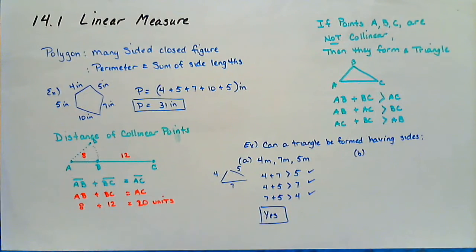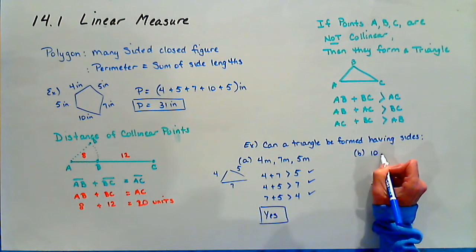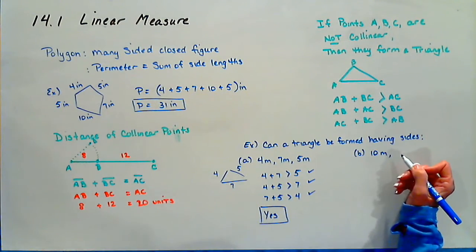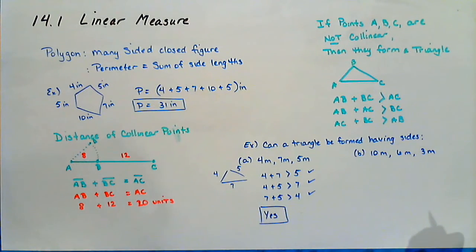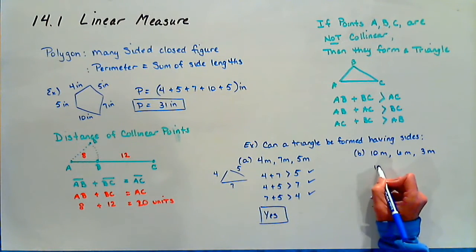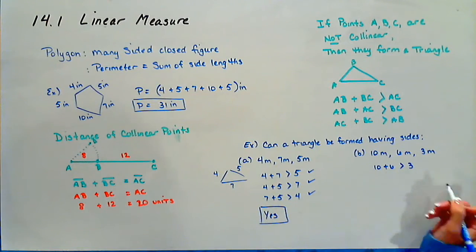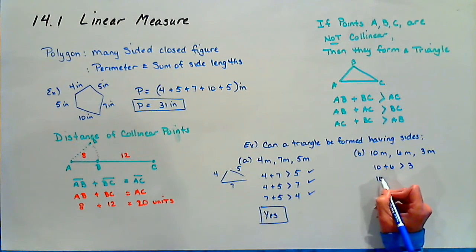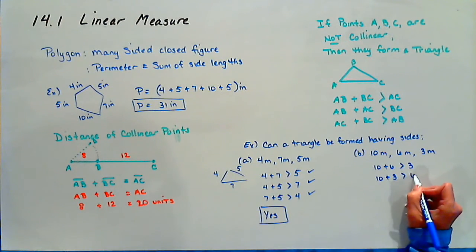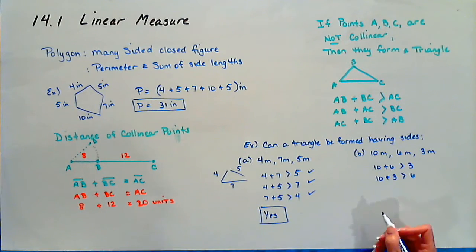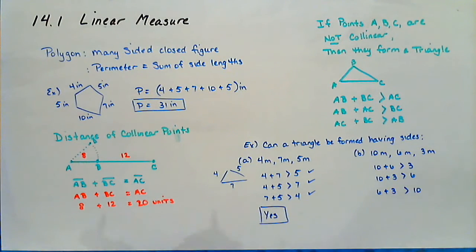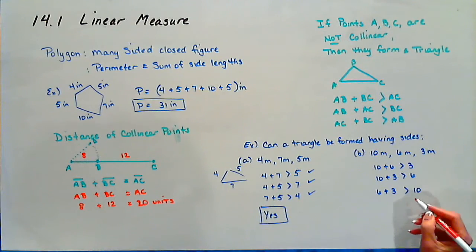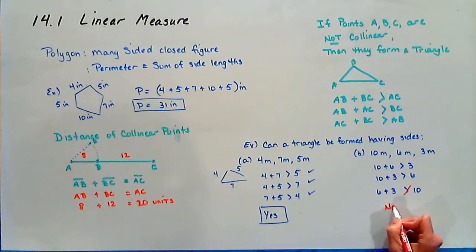Let's say I give you, I don't know, how about 10 meters, 6 meters, and 3 meters. We have to find all three scenarios. So if this is going to be a triangle, if I take 10 plus 6, that would be greater than the other side of 3 meters. Yes, it is. I could take 10 meters and 3 meters. Sure enough, it's greater than the third side of 6 meters. But if I take 6 meters and 3 meters, is it greater than the third side of 10 meters? And the answer is clearly no. 9 is not greater than 10. Therefore, a triangle cannot be formed using those three lengths.